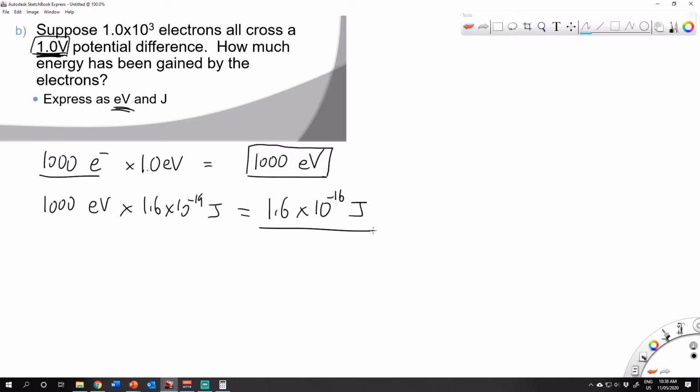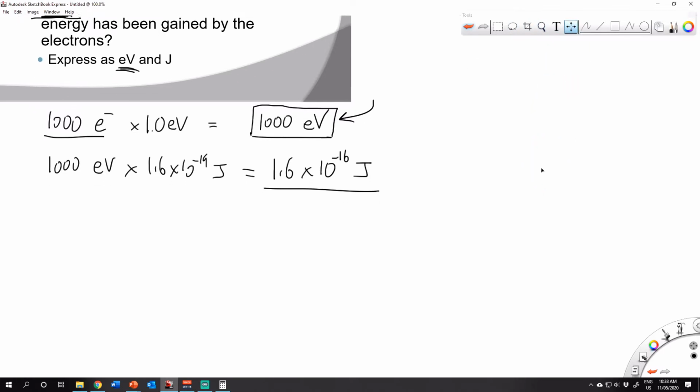There we go. So the electron volt is really handy, because if you understand what it means, it's easy to calculate the energy in terms of electron volts. I just ask: how many electrons do I have? How big is the potential difference? And I multiply the two together to get the number of electron volts.